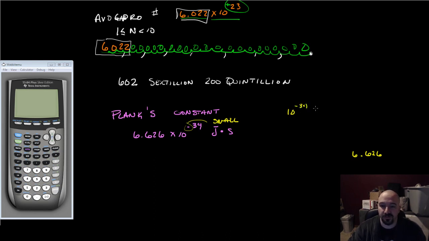10 to the negative 34 is really 1 over 10 to the 34. So we really need to take 10 and raise it to the 34th power, which is going to give us a whole lot of zeros. But notice it doesn't change the sign of the number. It changes whether it's big or small. So the negative will imply a small number. So we have to move this baby smaller. So it's going to add zeros to the left side of it.